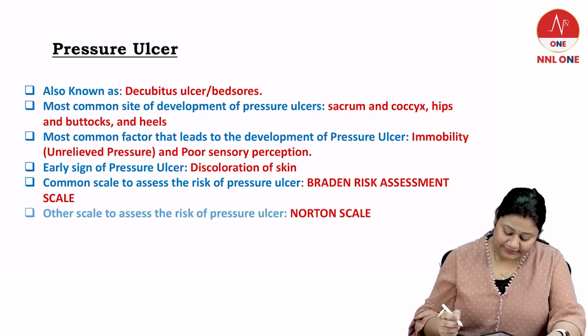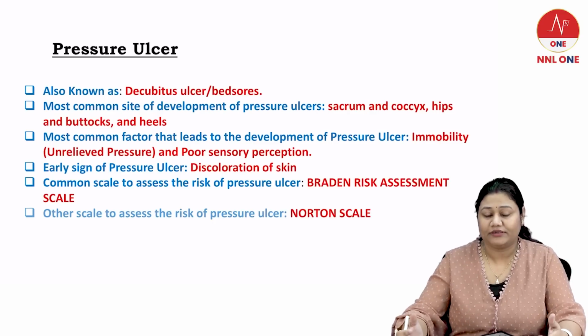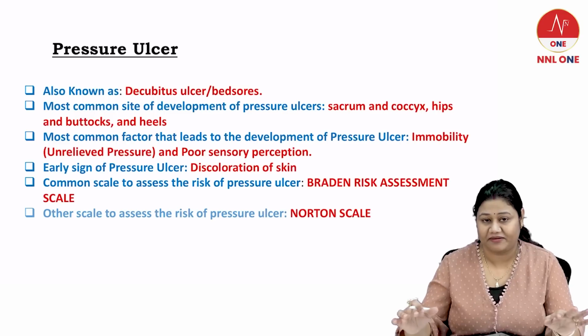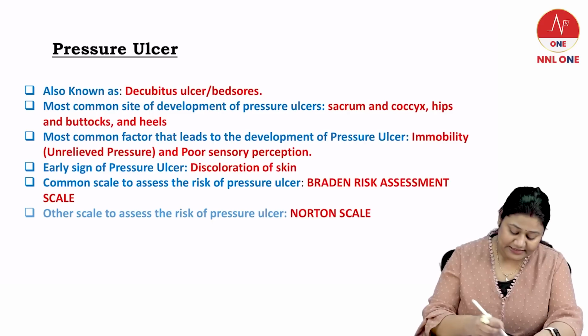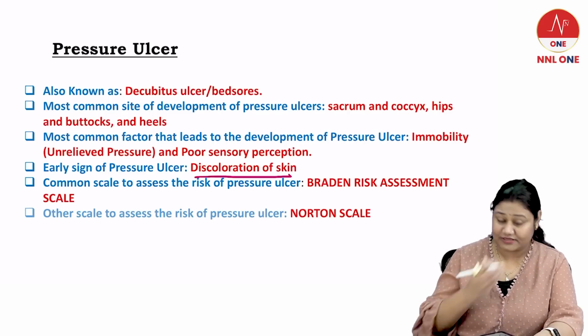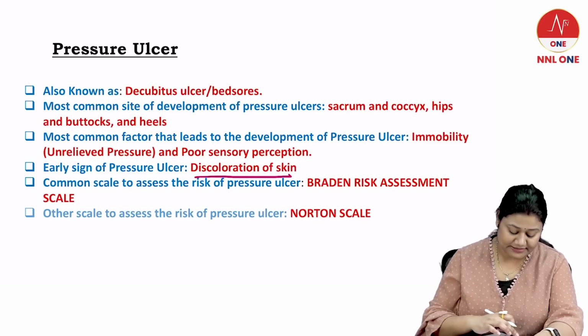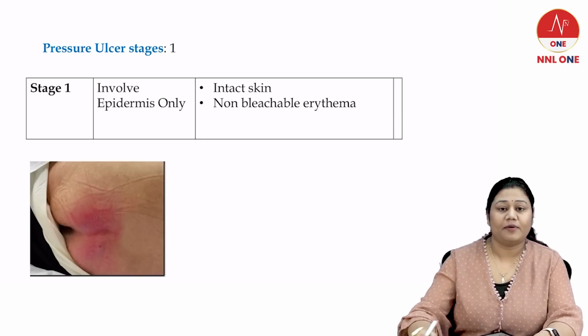Other than that, the most common factors that can lead to the development of pressure ulcer are poor sensory perception and immobility. If your patient is bedridden, the patient is more prone to developing pressure ulcer. The early sign of pressure ulcer is discoloration of the skin. What are the common scales? The Braden scale and the Norton scale. Now let's talk about the stages.